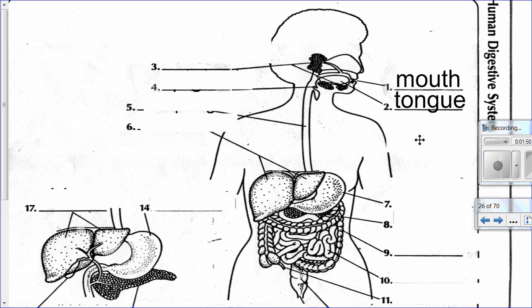Number two is the tongue, and the tongue plays a role. After the food is chopped up, it makes the food sort of form into a bowl or a ball shape, and sometimes that bowl of food is called a bolus, and the tongue helps to push that food backwards towards the back of the throat. So label one, mouth, two, tongue.